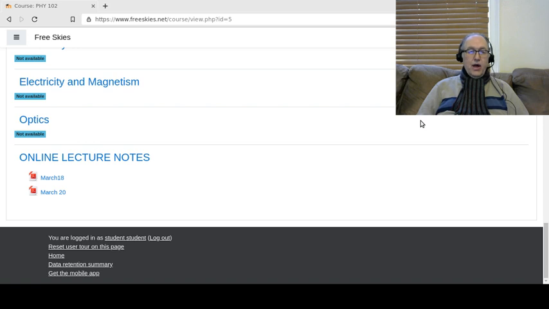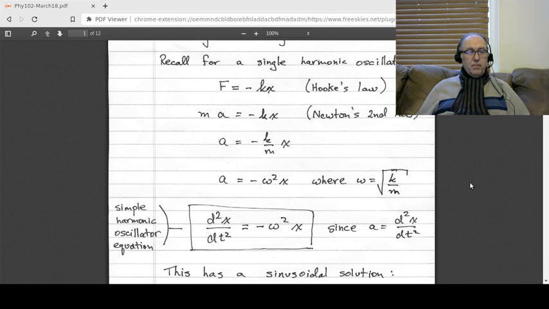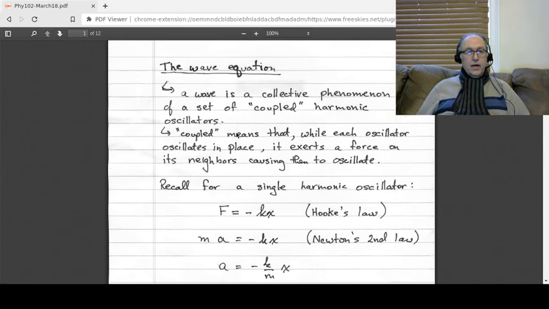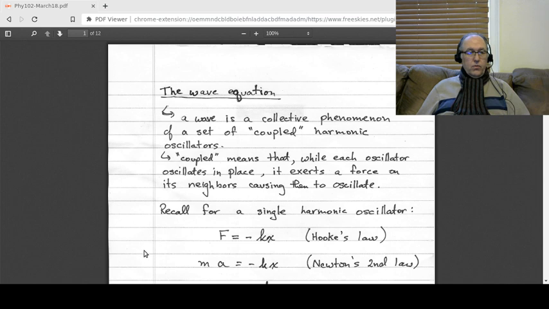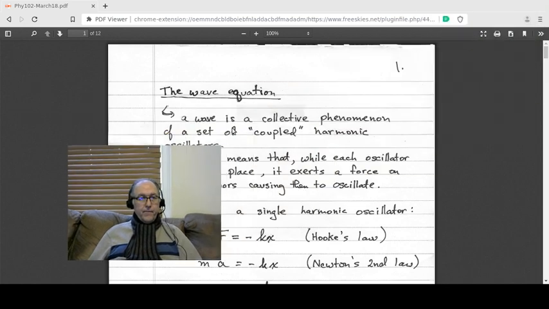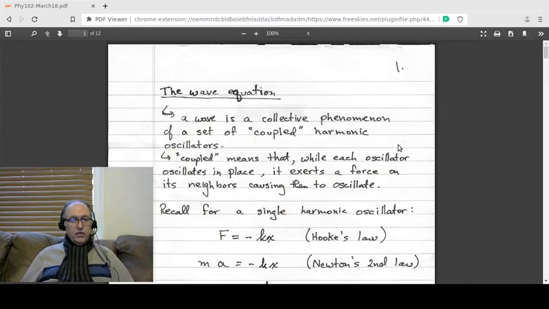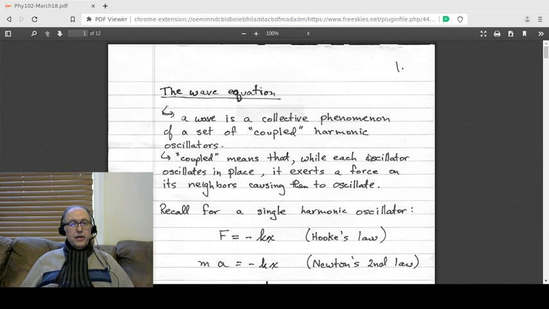Basically these are PDFs of the notes that I would have given you in class. In fact, some of them are notes that I gave you in class, and I just refurbished them for the purposes of these lectures. So this is the lecture for March 18th. If we click on that, you'll get a PDF of the notes. Let me move this window down here so that I don't cover the PDF.